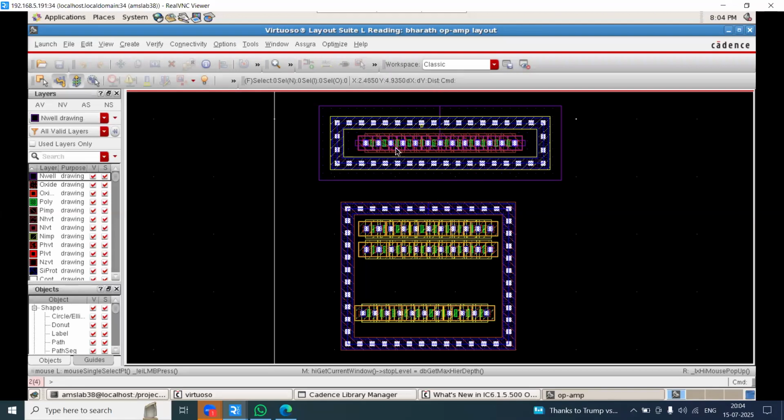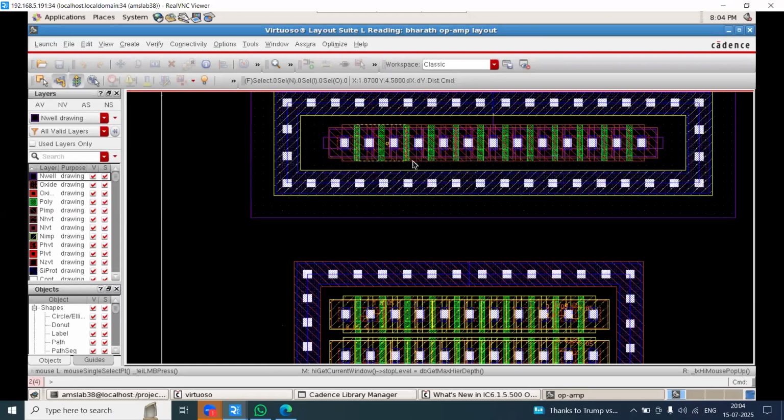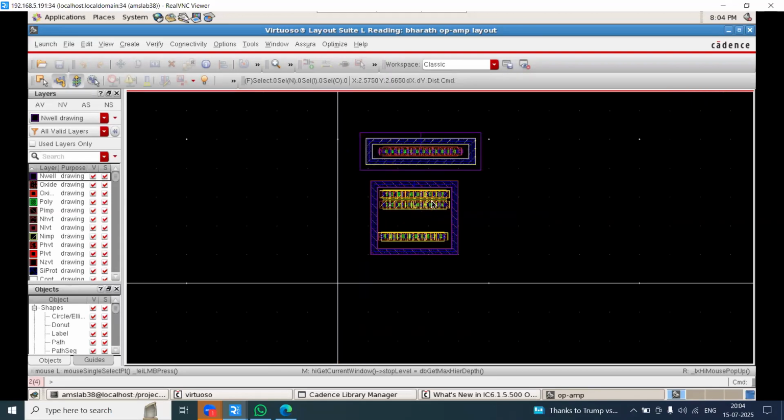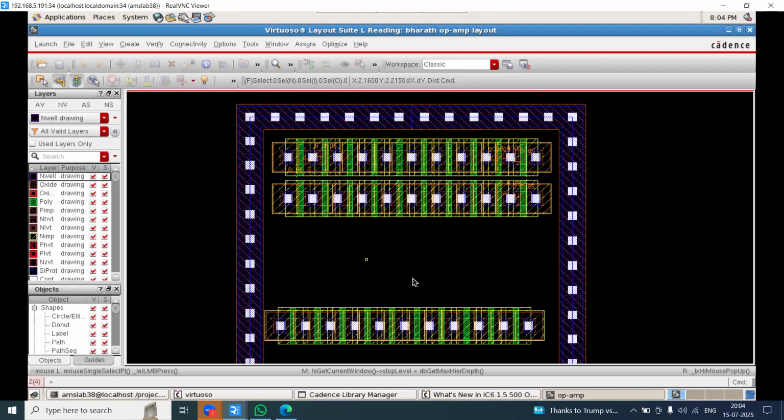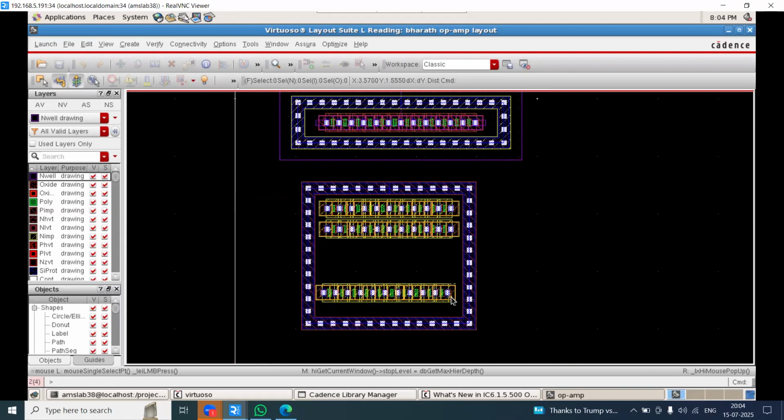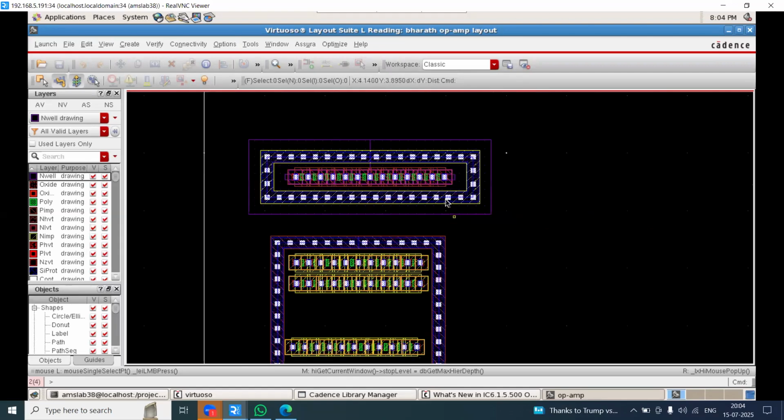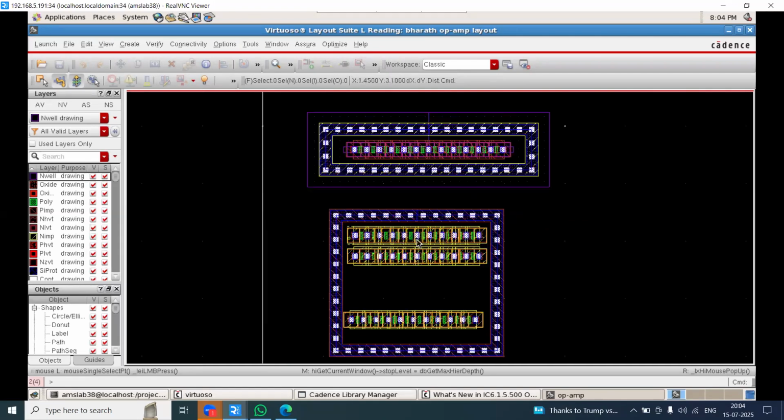Okay. Here, I have created one current mirror at the top, the diff pair here, and one NMOS tail device here. The floor plan is like this. The current mirror is all on top. The diff pair is in one set. The tail device is also in the same set.